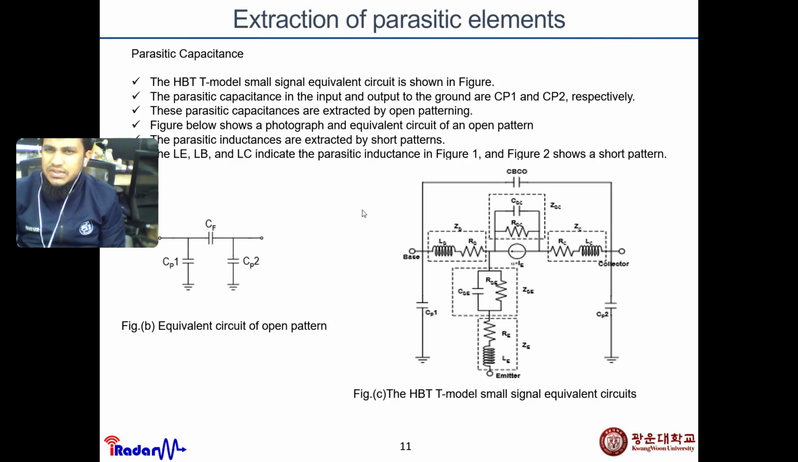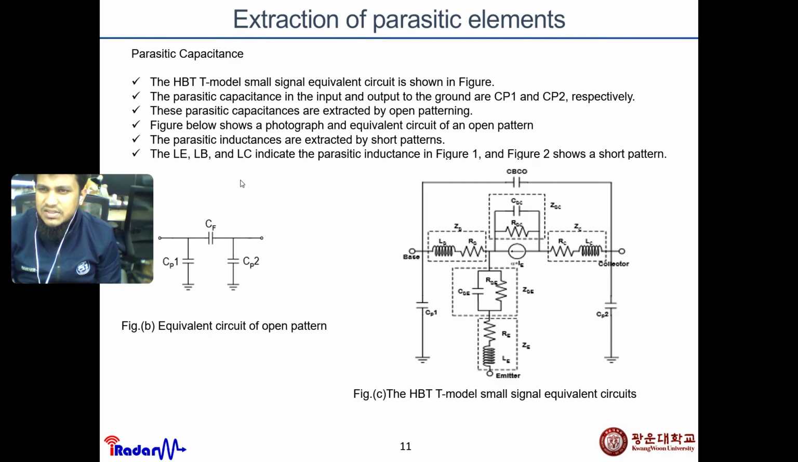Parasitic capacitance: the HBT model is a small signal equivalent circuit as shown in the figure, and the parasitic capacitance at the input and the output to the ground should be capacitive. It is also called a decoupling capacitor. The decoupling capacitor is connected in parallel, and they are connected to the ground, and the figure shows the equivalent circuit of the open patterns. The parasitic inductances are extracted by the short patterns.